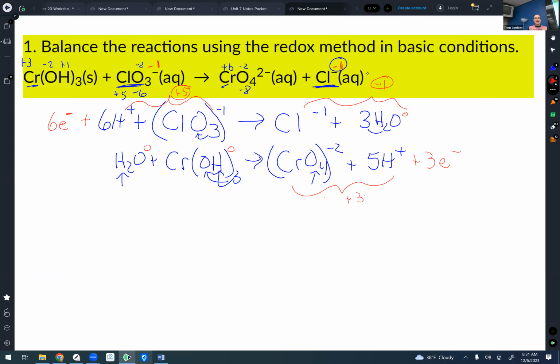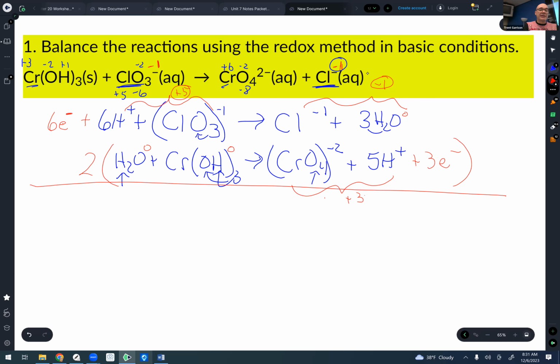Now I have step 7. I got to make the electrons equal. The only way to do that, I can't just add more electrons because then that wouldn't balance out the rest. I wouldn't know where those charges come from. So the only way to balance them is by adding a coefficient. So I make everything on the second half reaction multiplied by 2. When I do that, that will make this a 2, that will make this a 2, that will make this a 2, that will make this a 10, and that will make this a 6. Well, those electrons are now going to balance out with one another.